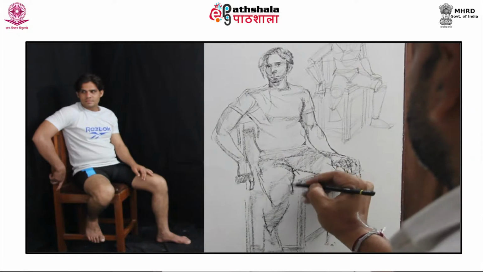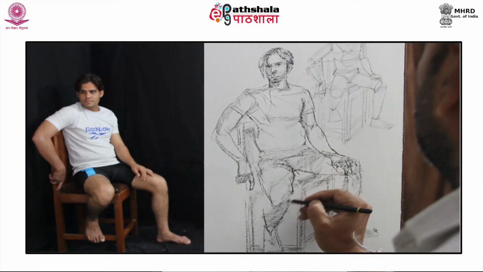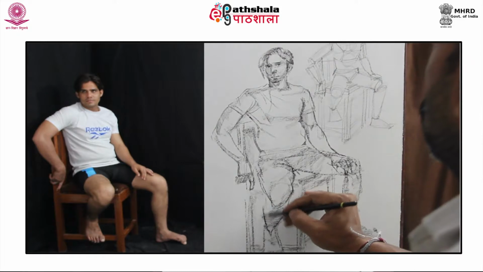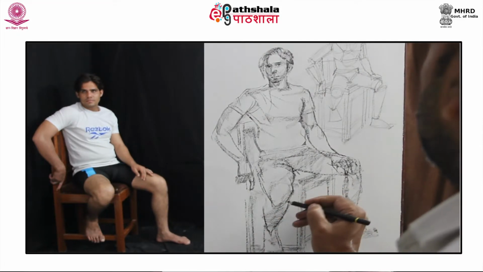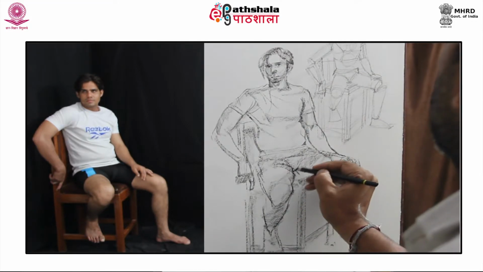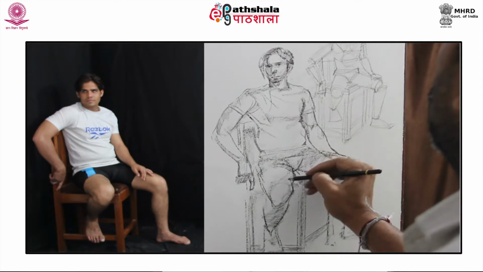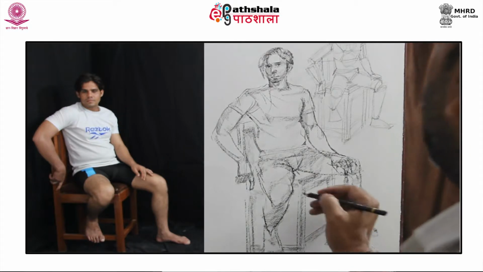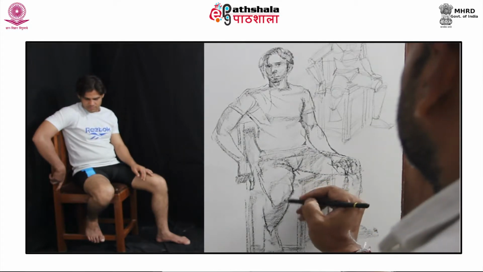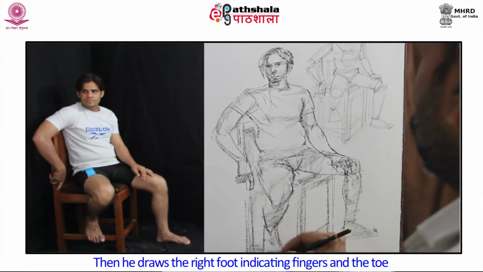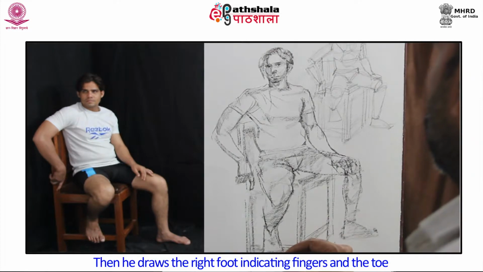Now darken the area below the knee to indicate that the leg is bent backwards, and likewise draw the bone under the knee till the ankles. Then draw the right foot indicating fingers and the toe.